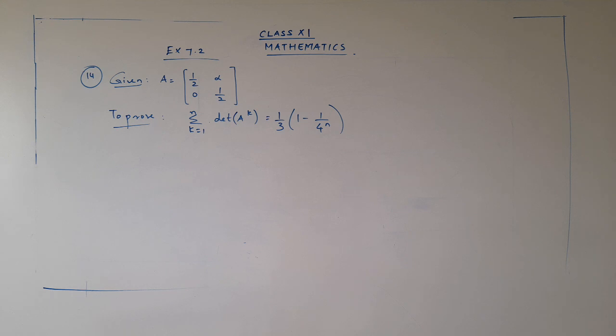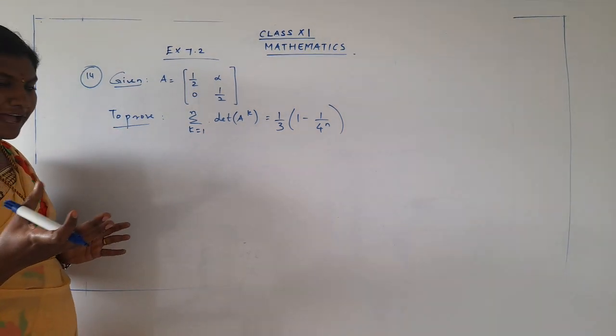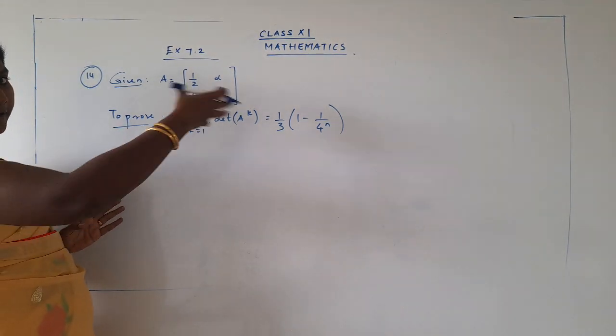Have you taken the given part and the proof part? Okay, let's start with the sum. Before we go to the proof part, we'll try to find out some of the values, then I'll take the LHS and try to get the answer for the RHS.